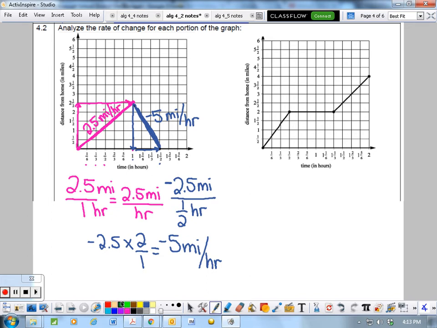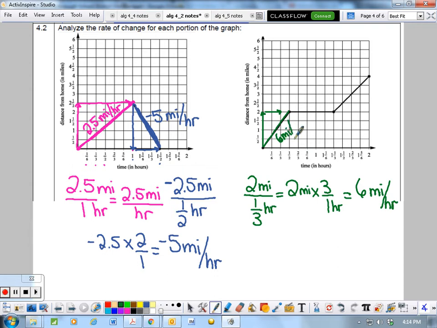So let's look at our next graph. Let's look at the first part. Our rise is 2 miles. Our run is 1/3 hour. And remember, instead of dividing by the fraction, I'm going to multiply by the reciprocal. So this is going to be the same thing as 2 miles times 3/1, which gives us 6 miles per hour, which is the fastest we've seen so far.